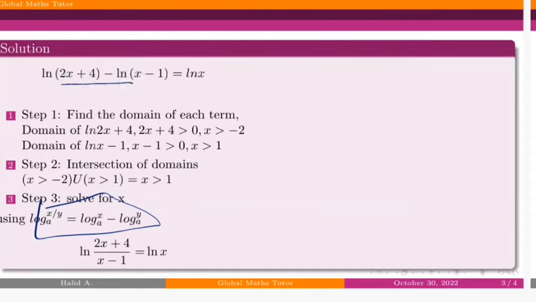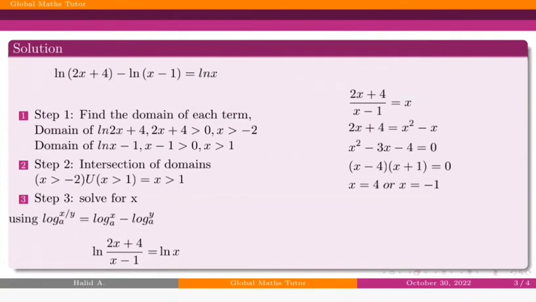So this term can be written in compacted form as ln of (2x + 4)/(x - 1), which is equal to ln x. Now, this can be satisfied if and only if the argument (2x + 4)/(x - 1) is equal to x. Unless it is satisfied, this can't be solved. Thus, (2x + 4)/(x - 1) = x. Then cross-multiplying, it gives 2x + 4 = x squared minus x.